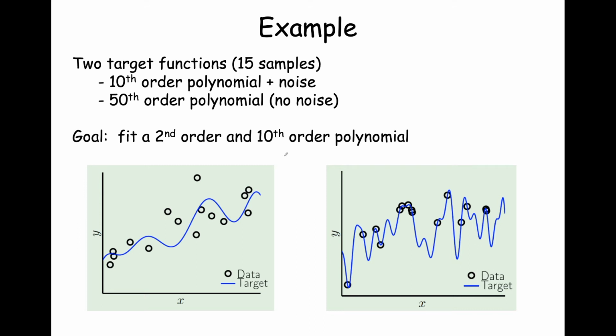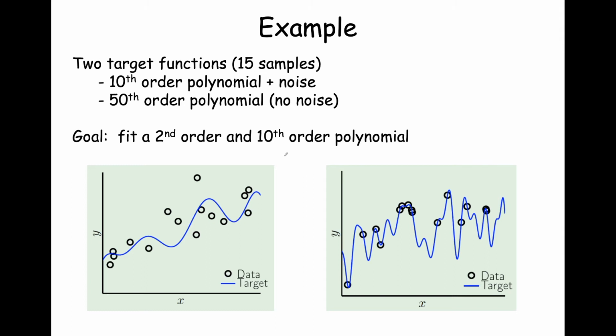And so here's an example, and let's imagine we had two target functions. We have a 10th order polynomial with noise, so you're going to perturb those points you sample from a 10th order polynomial. And you also have a 50th order polynomial that's very wiggly, a lot of degrees of freedom, and that 50th order has no noise. And so let's imagine then we took 15 samples from each one of these, the noisy 10th order polynomial and the non-noisy 50th order polynomial.